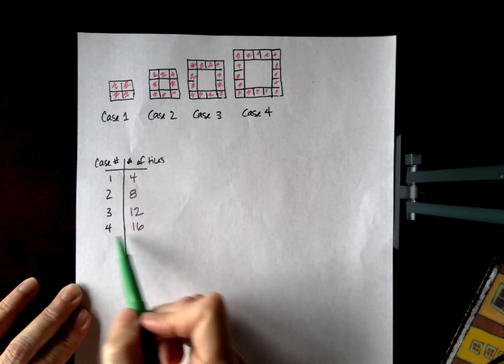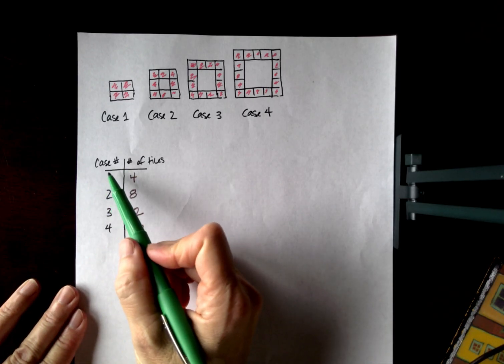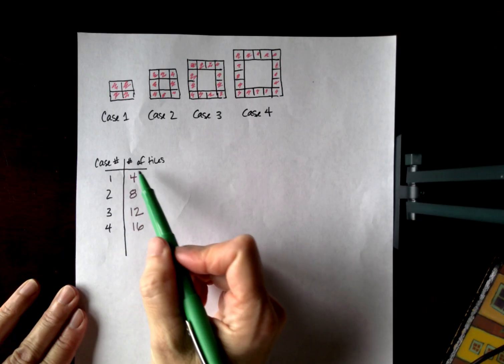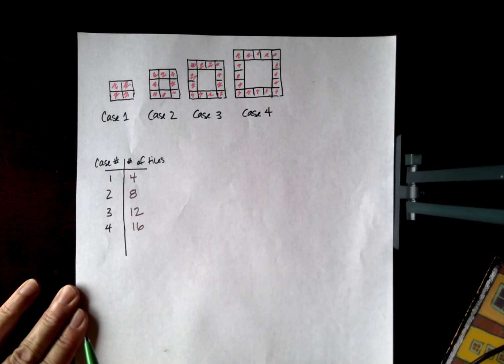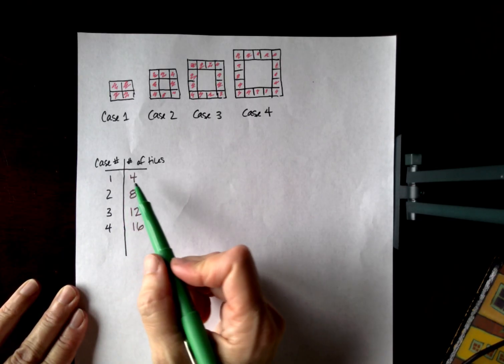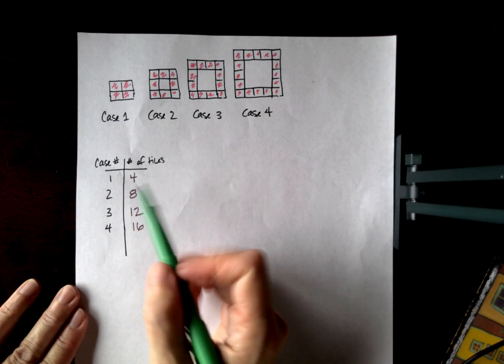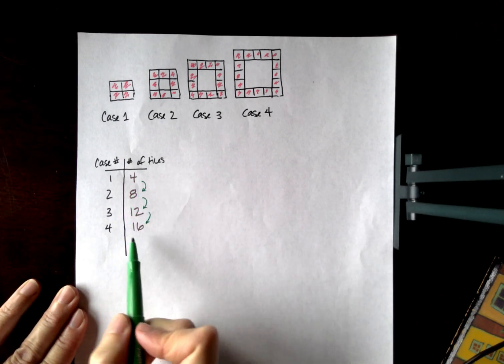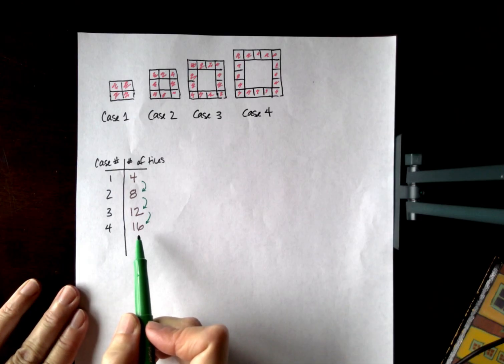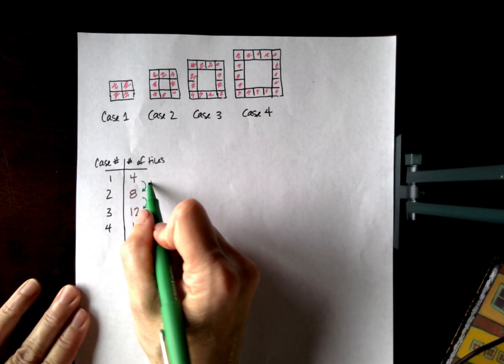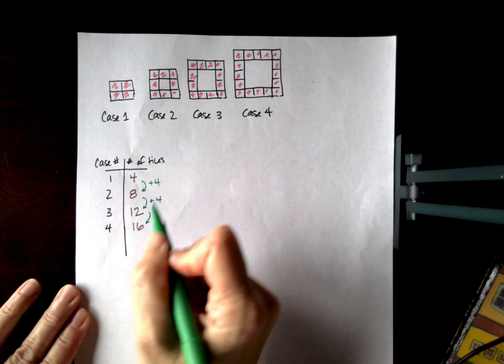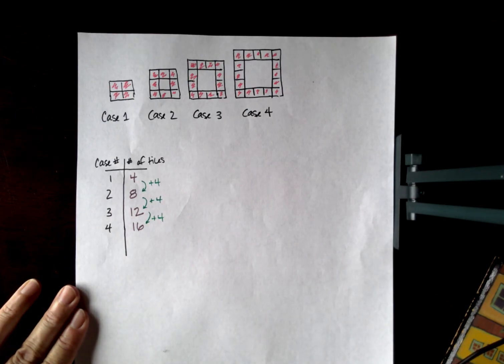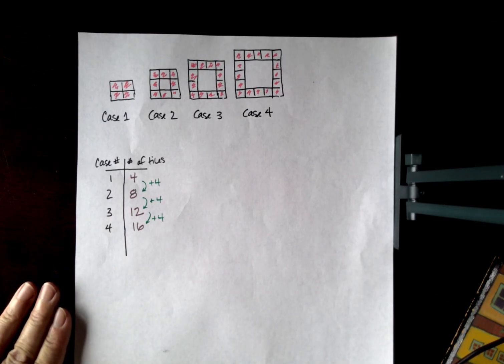I like to organize my information in a table like this where I put the case number in the left-hand column and the number of tiles or whatever we're counting in the right-hand column. And then I take a look and notice that the gaps between the outputs, or the number of tiles in each case, are the same every time. It looks like we increase 4 tiles every time we move to a new case number. And that is going to be really helpful for us.